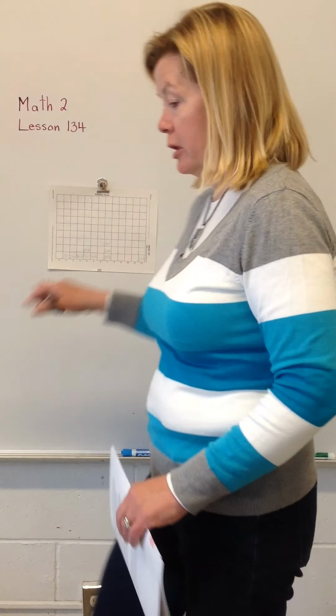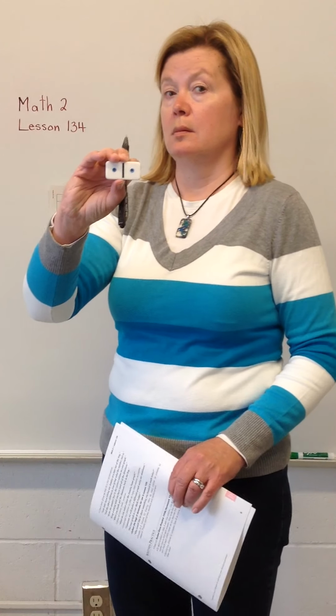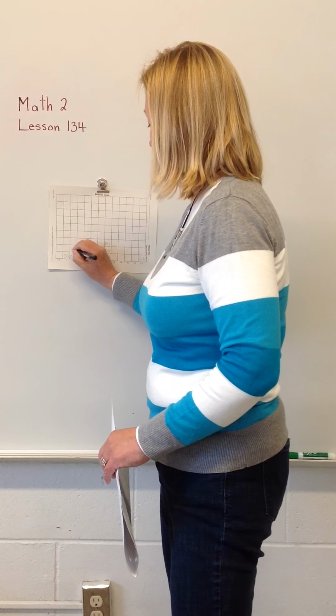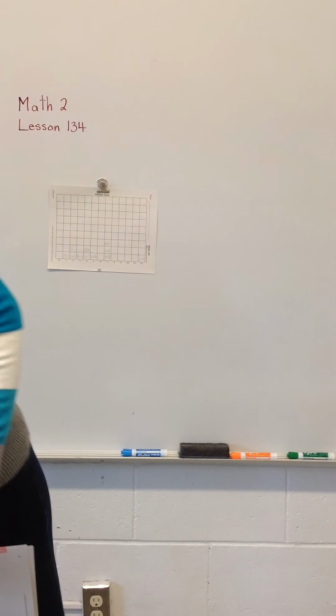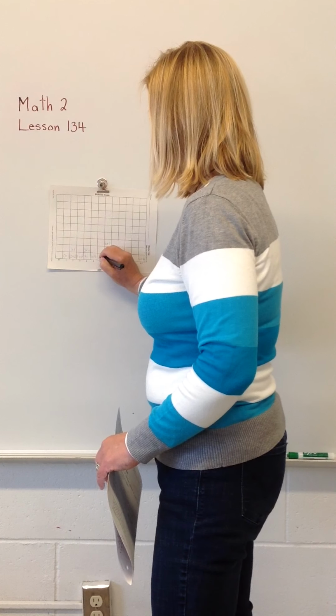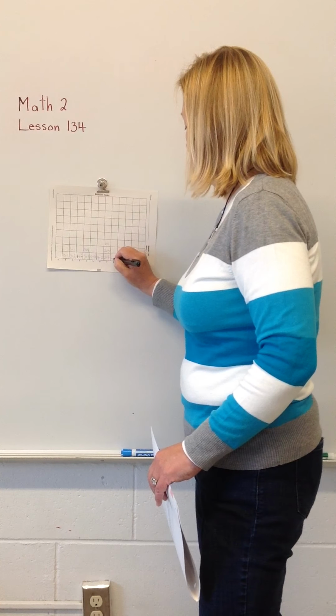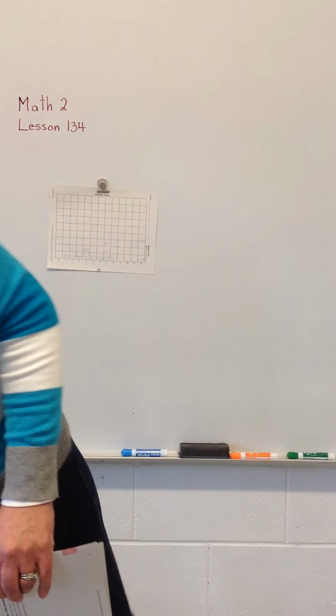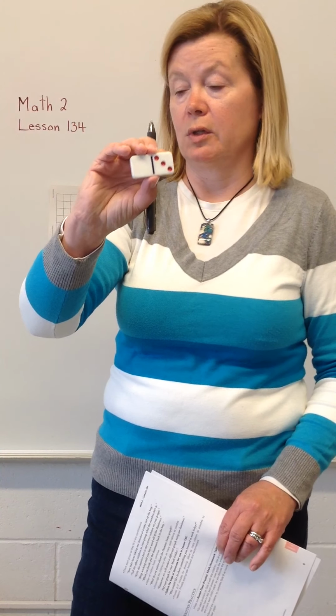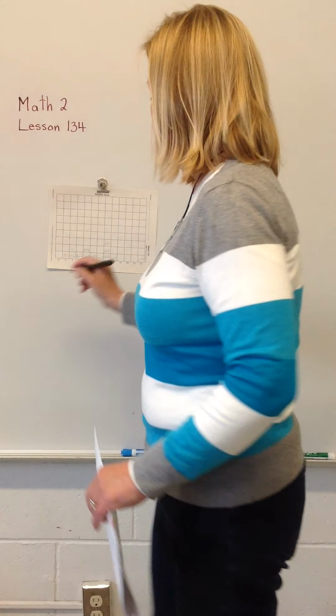We're not getting anything over here yet. 1 plus 1 equals 2, so that's where we're going to write it. 1 plus 1. 4 plus 2 equals 6. Oh, we got one in this column now. 4 plus 4 equals 8. Ooh, 3 plus 0 equals 3.